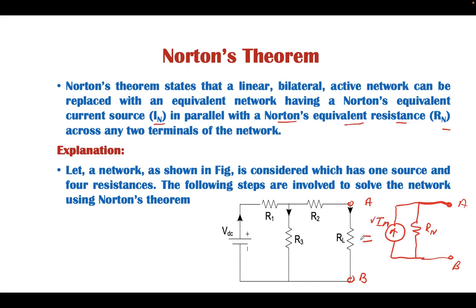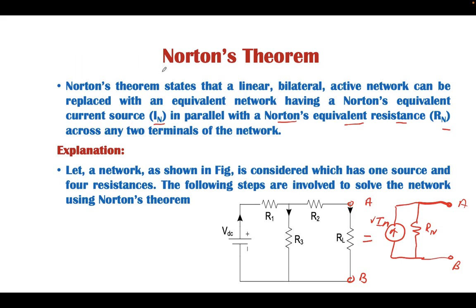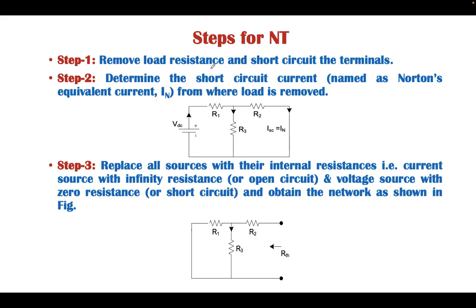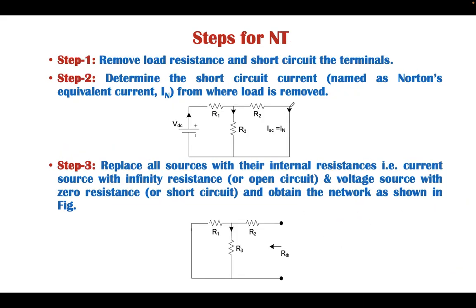IN is the Norton current that is calculated through this path when the load is removed, whereas RN is the equivalent resistance across terminals A and B when all the sources are replaced with their internal resistance and the load resistance is removed from here. Now, again, in the case of Norton's theorem, there are certain steps to be followed to find the solution. First of all, we have to remove the load resistance from the branch A and B, and short circuit this path. Here it is creating a short circuit.